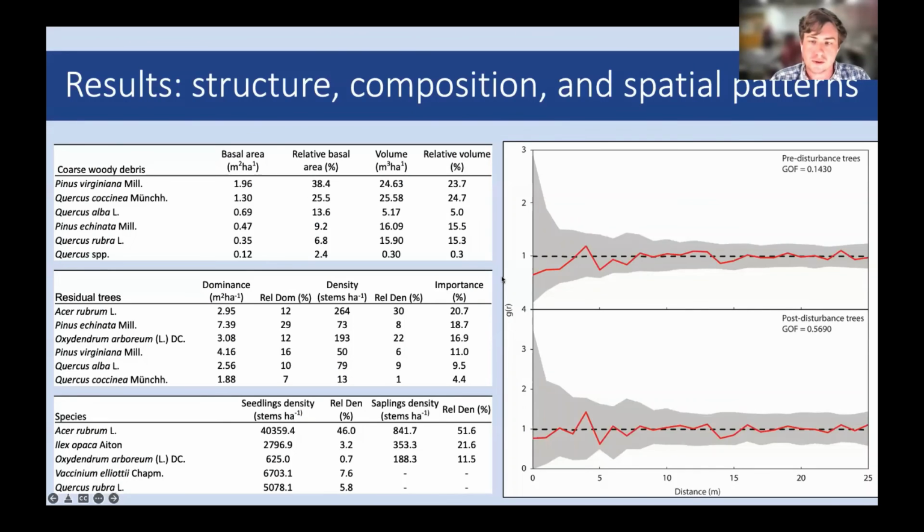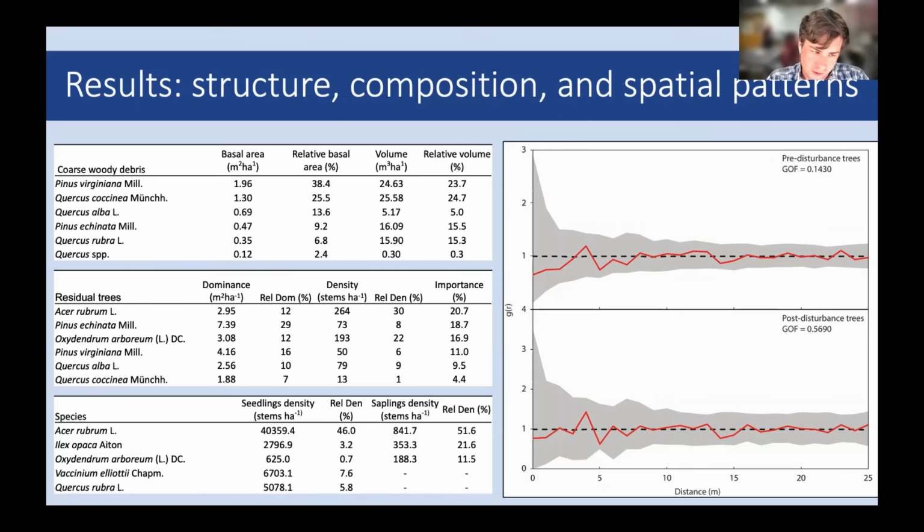So here are some results from the first objective, three tables here. The first one is the coarse-wooded debris table. So we have standing coarse-wooded debris basal area and down coarse-wooded debris volume. And we can see that the majority of those were oaks and pines. So Virginia pine, scarlet oak, white oak, shortleaf pine, the canopy dominant trees were the most affected.